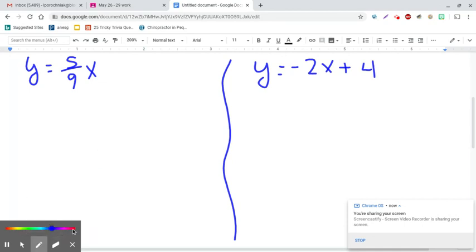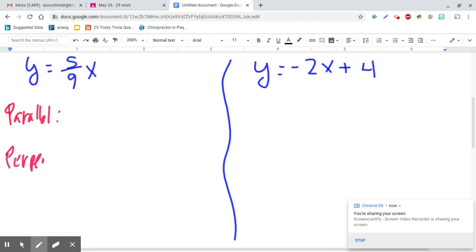I want to know the parallel slope, perpendicular slope, and neither. And we're going to do that for both.